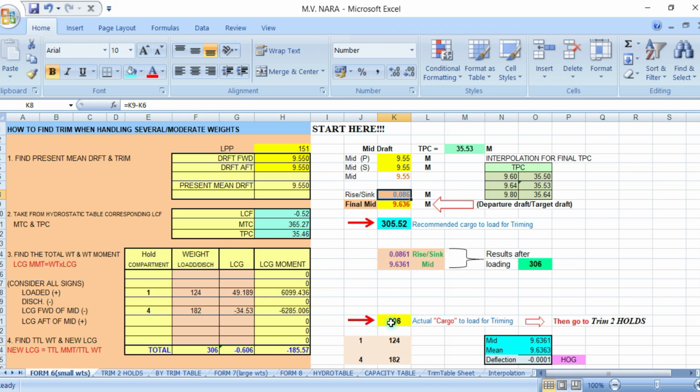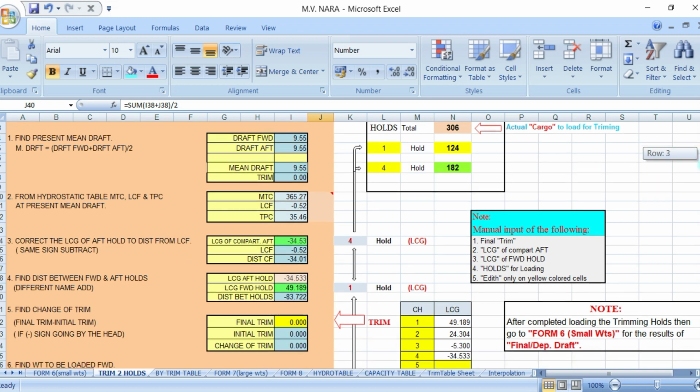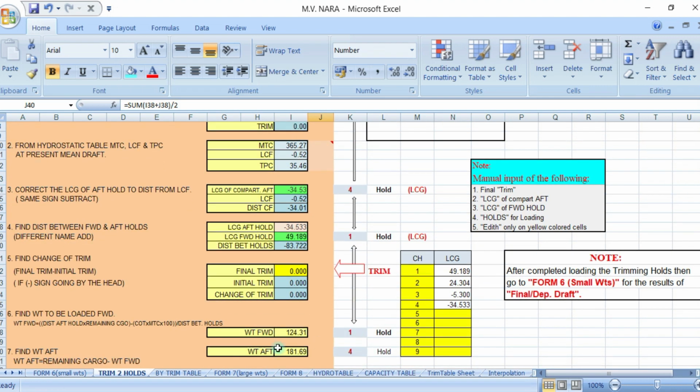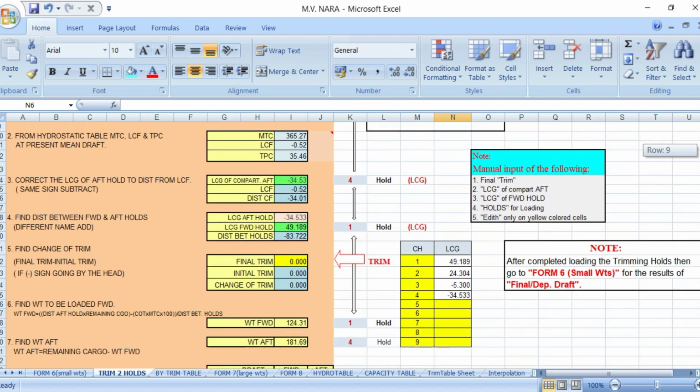So you distribute this to holds 1 and 4, 306. You have an even keel. You want to load even keel, no trim. So how much will you load in number 1? Number 1 should be 124, and number 4 would be 182. Put here 124, sorry. And number 4 will be 182.